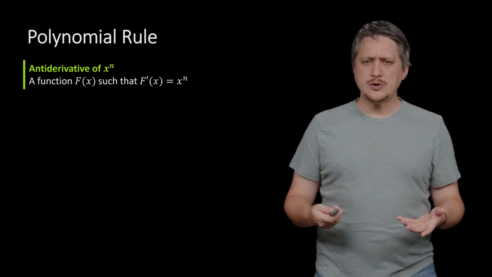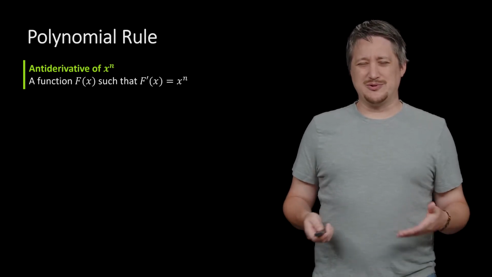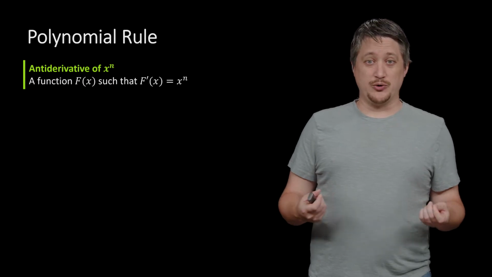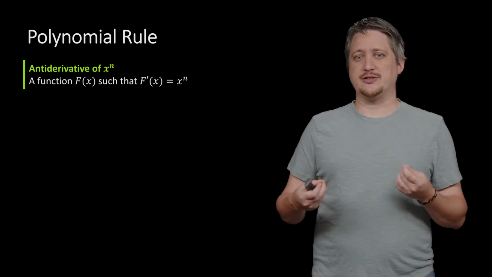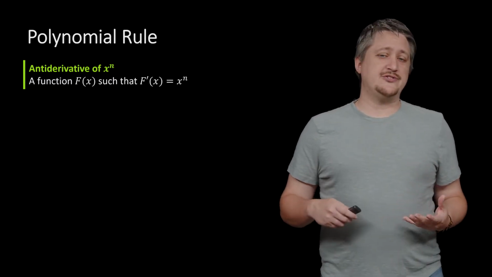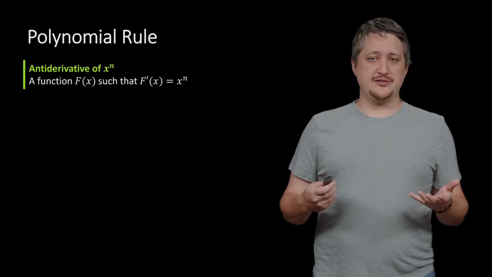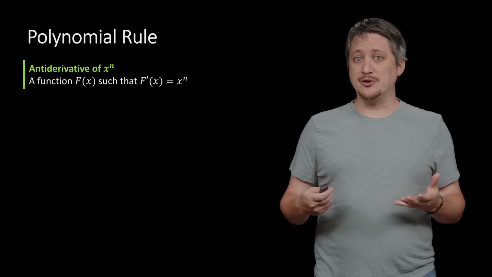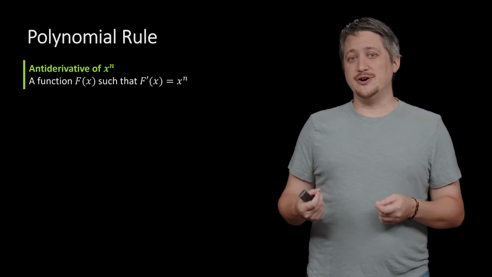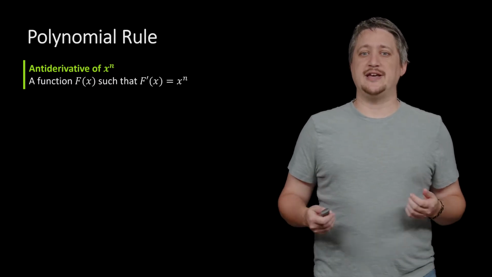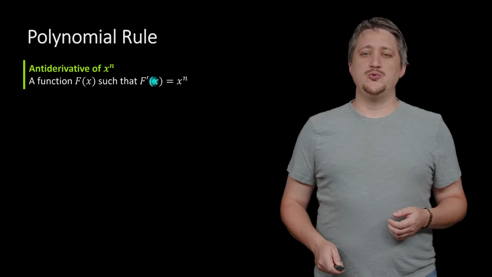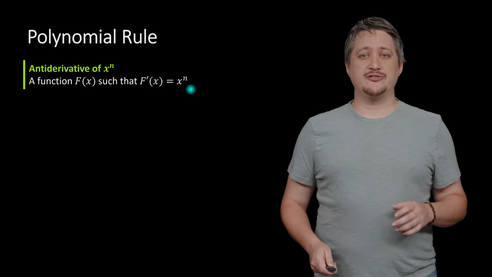So, the polynomial rule. We call it the polynomial rule, but it works for any kind of power, importantly including fractional powers, which is how you get the radicals and such. So our goal is to find a function F of x. By convention, we use capital F for this kind of thing, where when we take the derivative of that function, we get this nice x to the n. So we're looking for some function whose derivative is just x to the n.